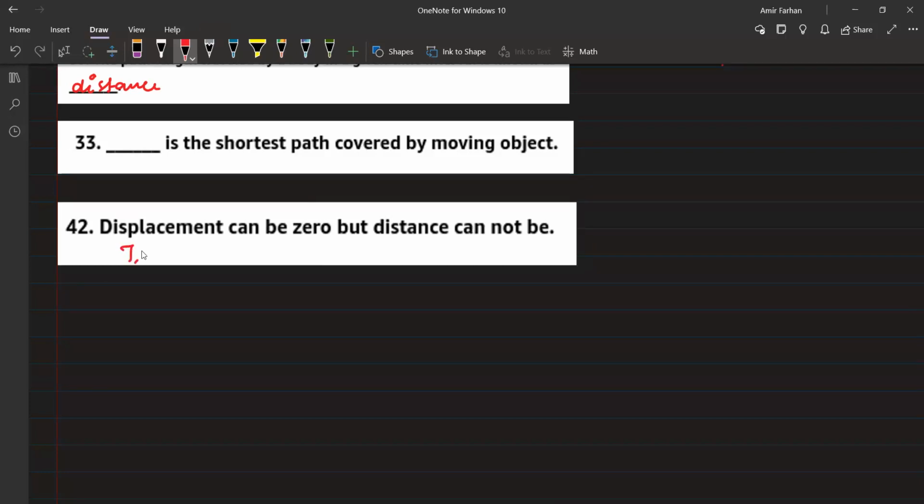True or false? Please let me know which one is your correct answer of this true and false. So displacement is the correct part. Very good, all of you. Displacement is the shortest path between the objects, moving object.